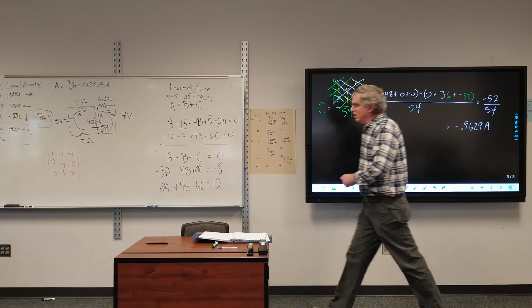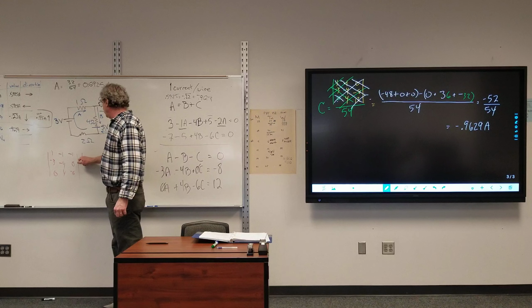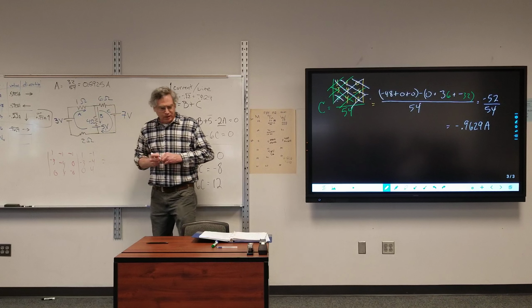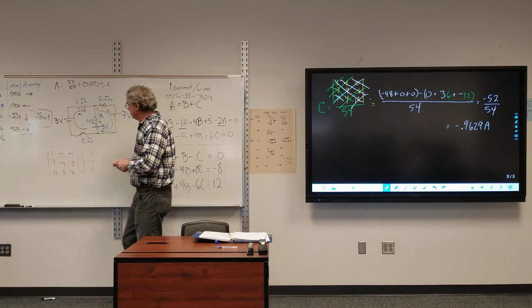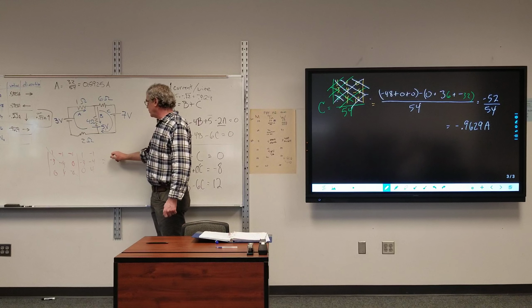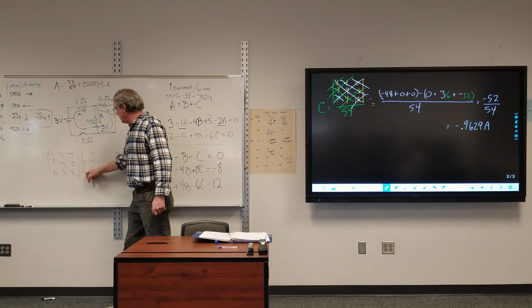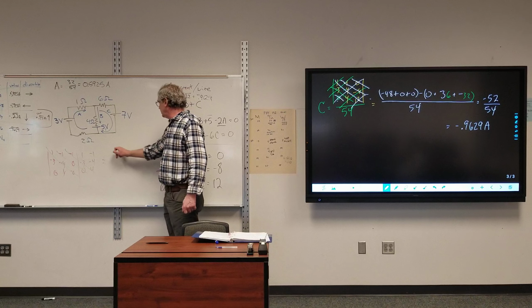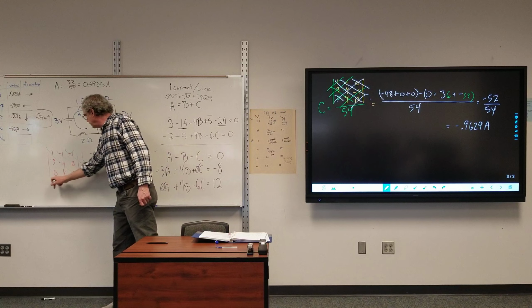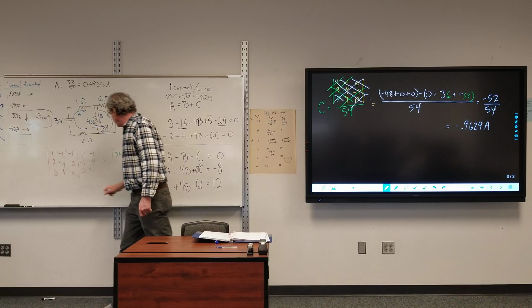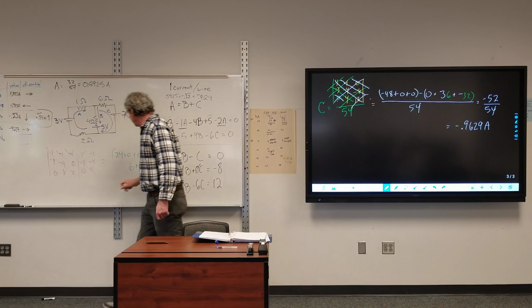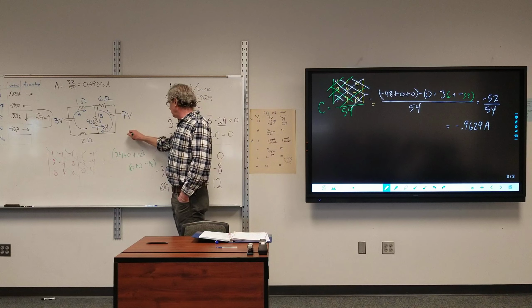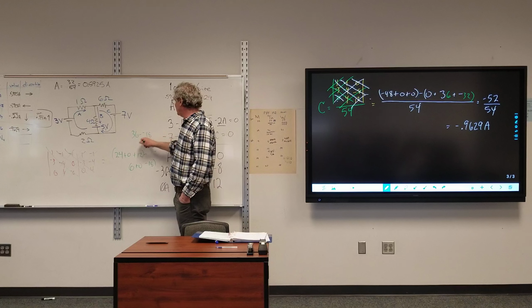So let's check out the denominator. 1, -3, 0, -1, -4, 4. That's 24, plus 0, plus 12, minus 0, 0, -18. So 36 minus -18, 54.